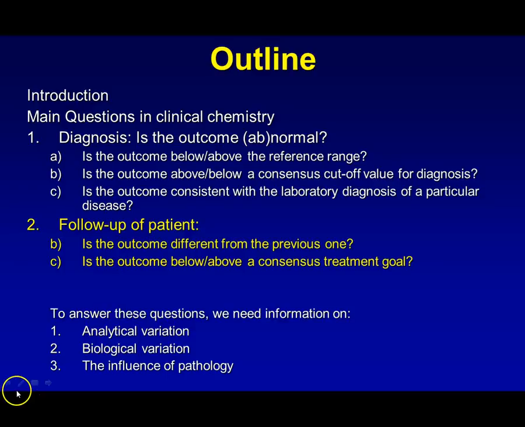The last part of this video lecture discusses the follow-up of patients. We actually will answer two questions. The first one is: is the outcome different from the previous one? And the second one is: is the outcome below or above a consensus treatment goal, which may be more clinically important? To answer the first question, whether an outcome is different from the previous one, we need variation information, and this means analytical and biological variation.